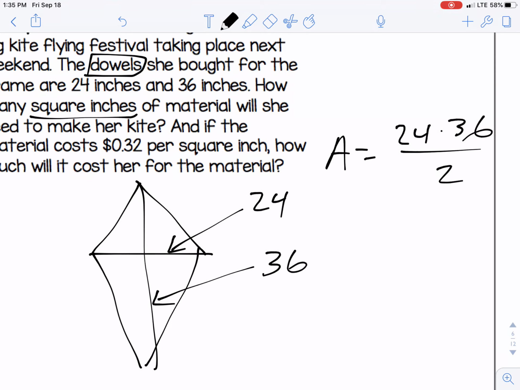Oops, not 26. 24 times 36 divided by 2 gives us 432, and we're in square inches. All right, that's how much material we need. You go to Michael's or you go to Joann Fabrics and say, hey, I need 432 square inches of this particular material to cover your kite.